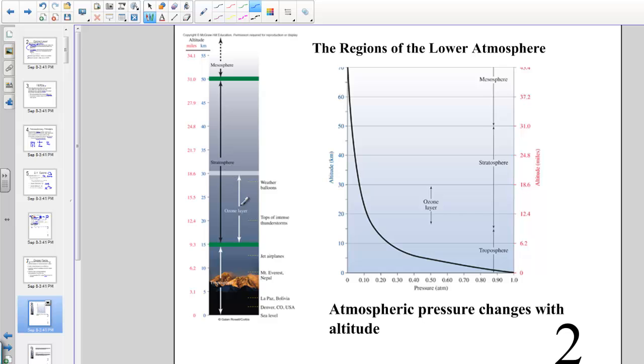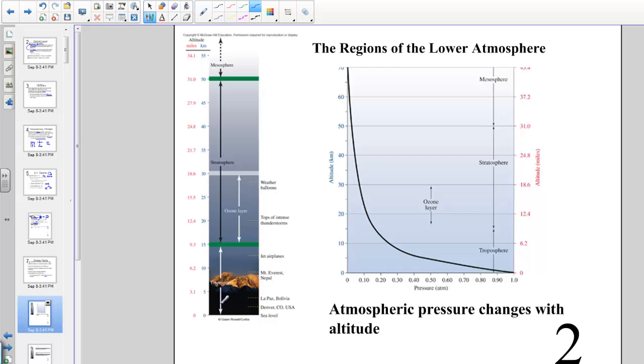The stratosphere is where we see the most abundant naturally occurring ozone form. This is what we refer to as the ozone layer. So tops of very intense thunderclouds are in the stratosphere. Weather balloons fly in the stratosphere. Satellites fly in the stratosphere, and so forth.